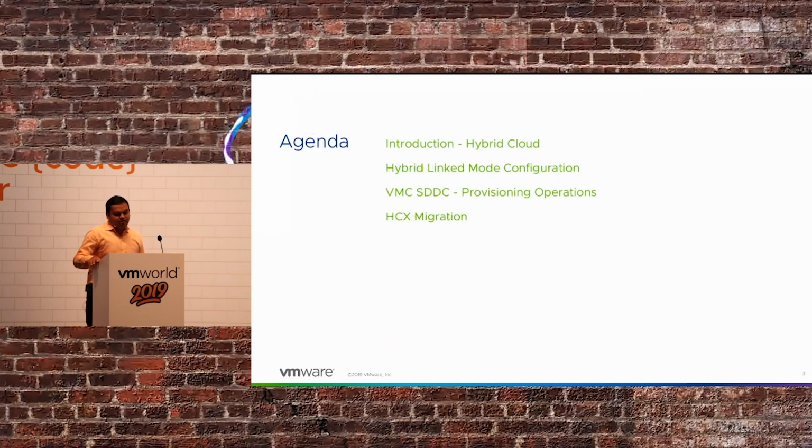Here is the agenda. First we'll start off with a quick introduction to hybrid cloud. Later we'll see what are the ways to do hybrid link mode configuration and how to do it, followed by provisioning operations via API and CLIs. Finally, we'll look at how to do migrations using HCX.